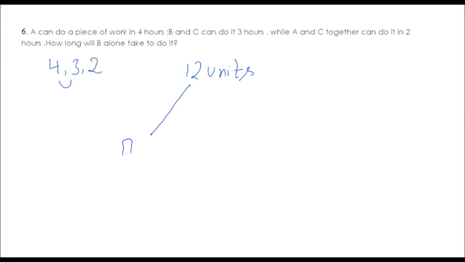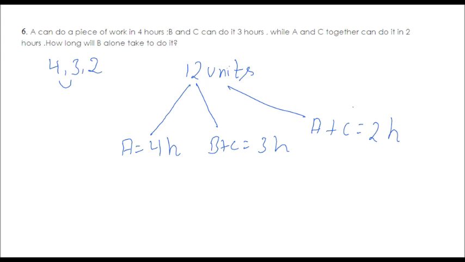Here it is given A can do the work in 4 hours. Next, B plus C can do it in 3 hours, and A plus C can do it in 2 hours. This is the data given. Here we need to find the time taken by B to complete the work. So now let us find the capacities.